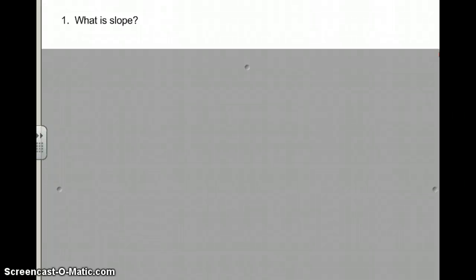Hi class, today we are going to do a quick review of slope and linear equations and how to actually write and also graph them. So let's start with looking at slope. Well, slope is represented by the letter M, and it is the rise over run, which represents the steepness of a line.